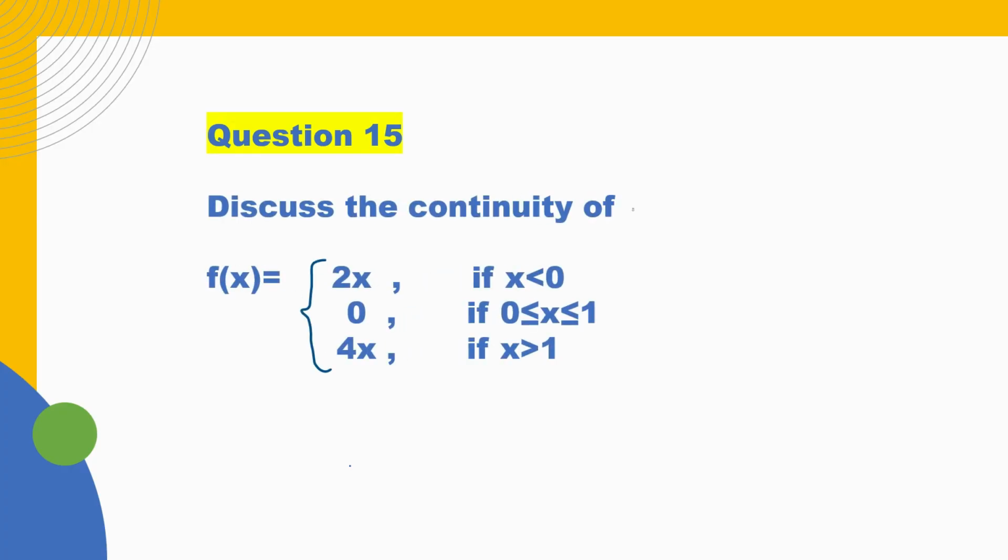Now let's solve the exercise 5.1 questions with the help of these theorems. So we will solve first question number 15 from exercise 5.1. Notice something carefully. Each individual piece is either a polynomial or a constant function. Both of these are already continuous. So where can discontinuity occur? Only where the rule changes. That means we don't need to check every value of x. We only need to check the boundary points, which are x equals 0 and x equals 1.